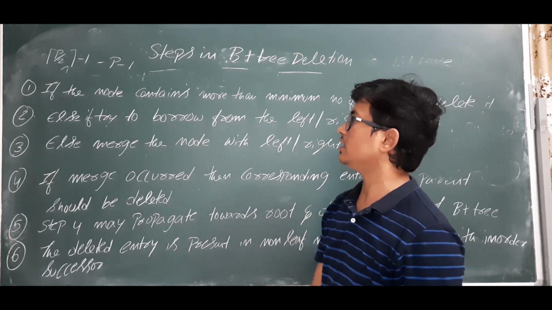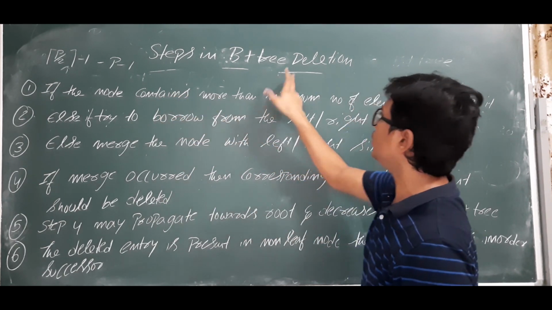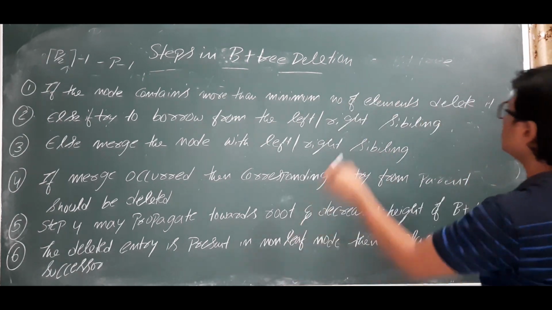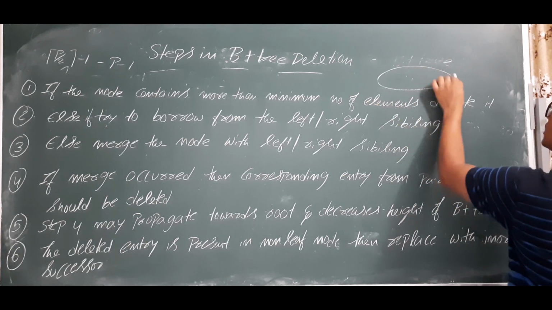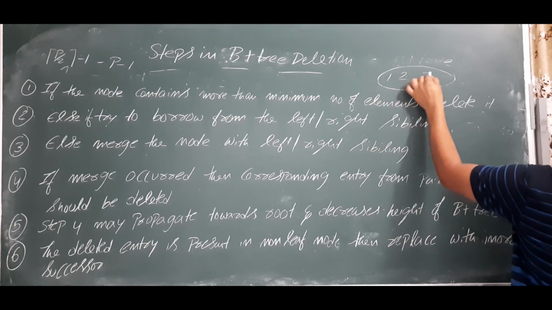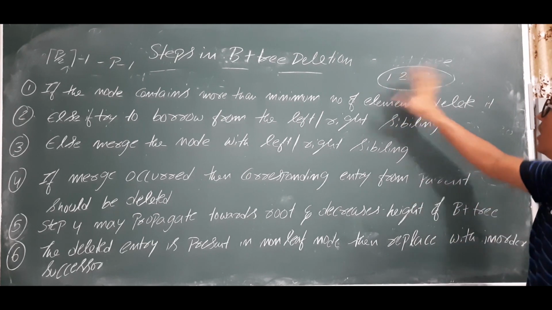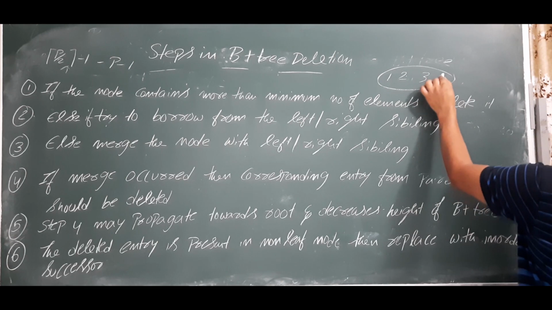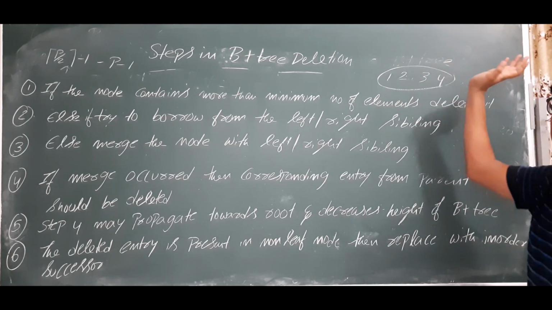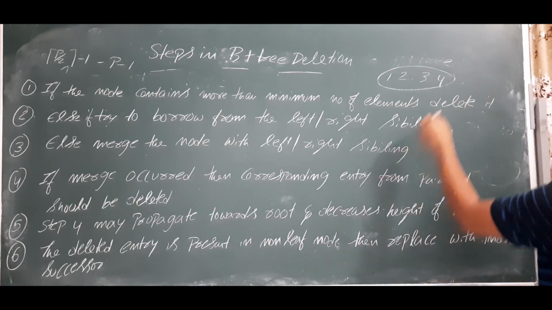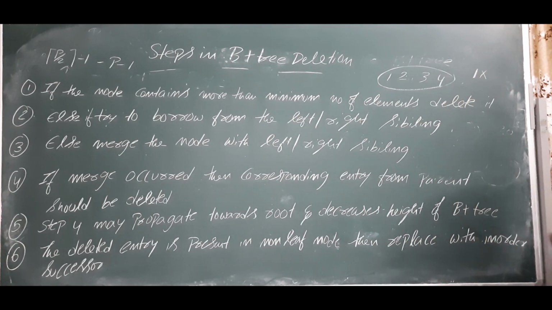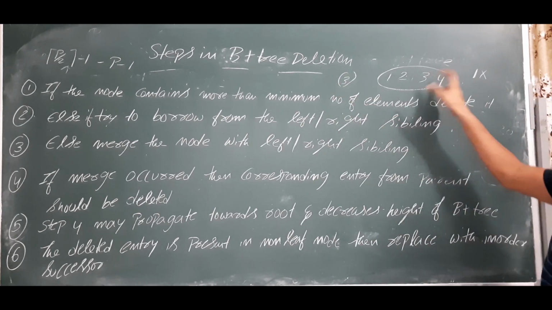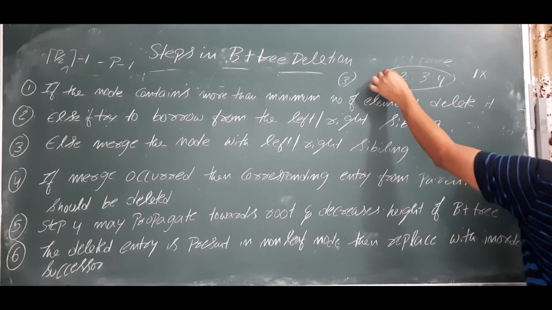Now let's take an example. If the node consists of more than the minimum number of elements, then we can just delete it. Let's take that the minimum number of elements each node should consist of is 3 keys. I have inserted another one, so the leaf node has more than the minimum. Now someone has asked me to delete the element 1. It has more than the minimum number of elements, so I can delete 1.